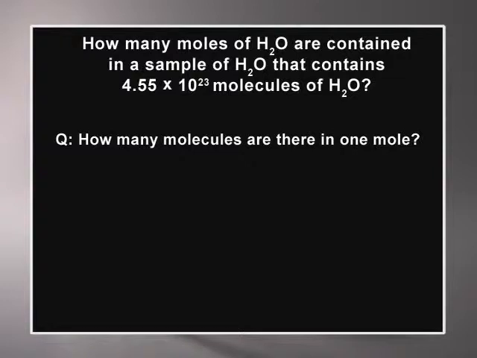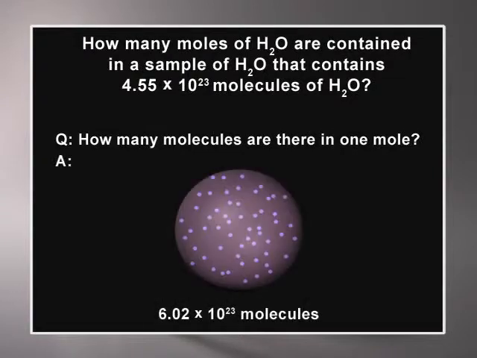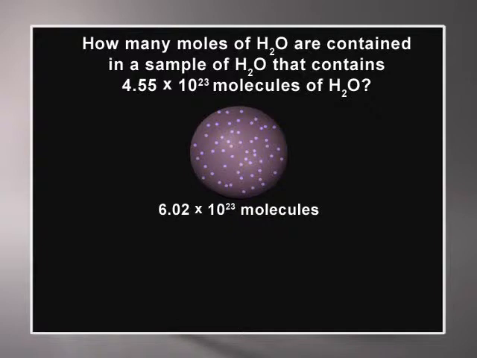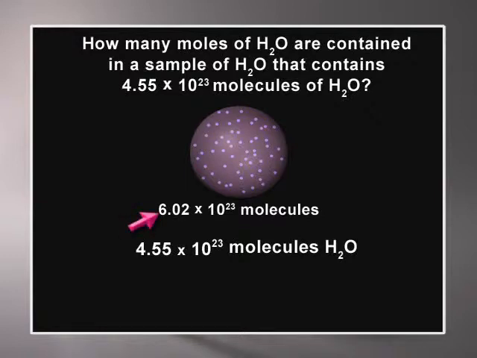In a mole of water, indeed, in a mole of anything, there's 6.02 times 10 to the 23rd molecules. If you had a mole of water in your hand, you would be holding 6.02 times 10 to the 23rd molecules. Well, you don't have that many molecules, so you don't have exactly 1 mole. You have 4.55 times 10 to the 23rd molecules. If your mental mathematics is pretty good, you may even be able to compare these two numbers in your head and realize that you have a little less than 1 mole.